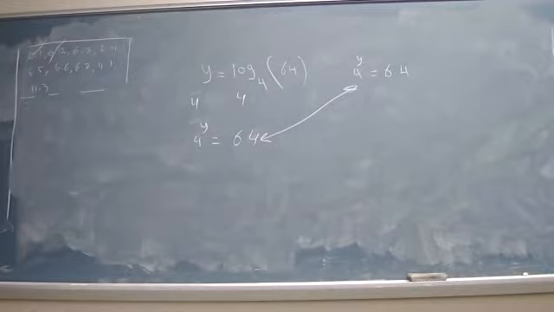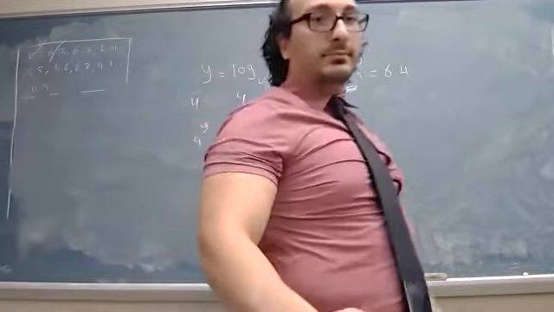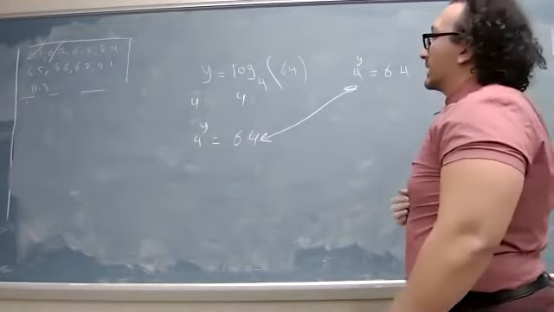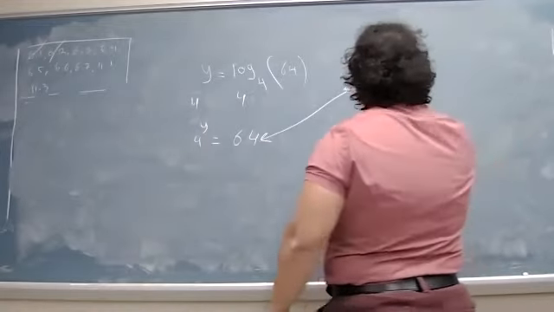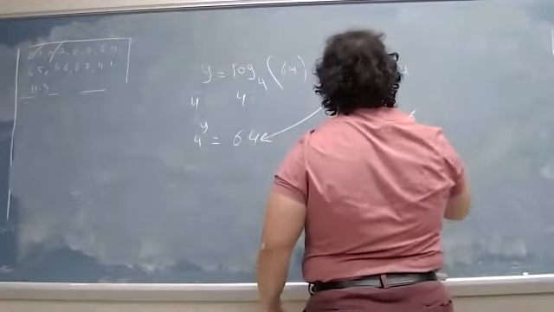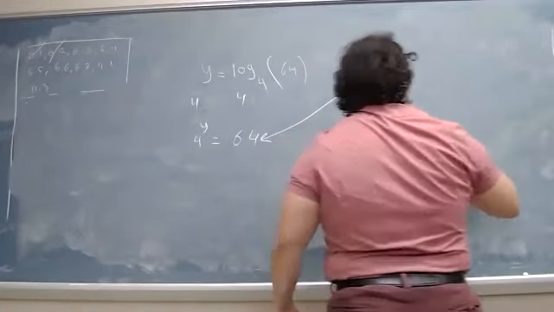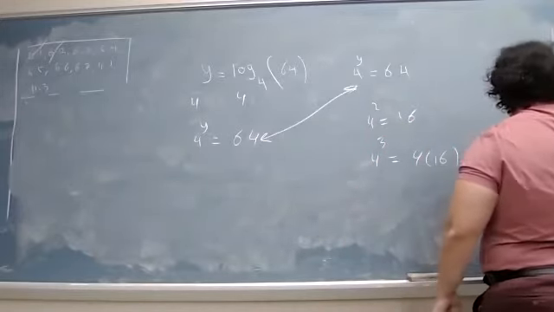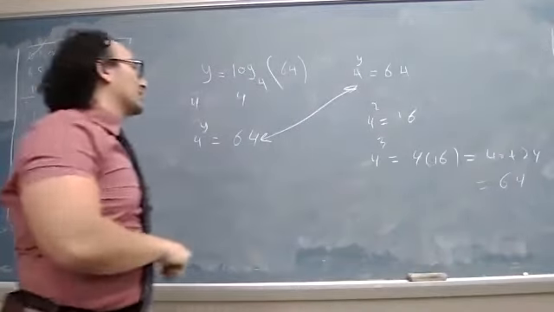But how do you know what y is? Well, y is the power that makes 4 raised to that power equal to 64. Notice 4 squared is 16. What is 4 cubed? Well, that's 4 times 16, which is 40 plus 24. That's 64. So that implies y is equal to 3.